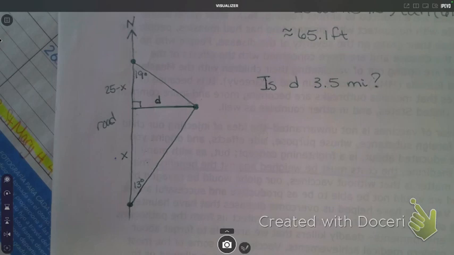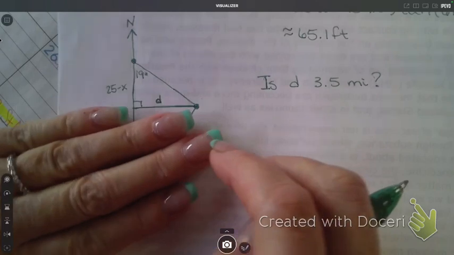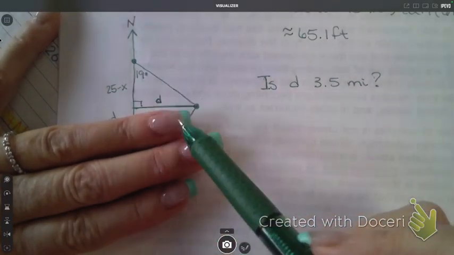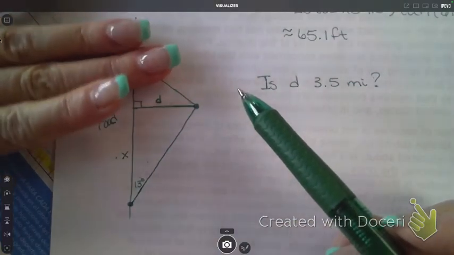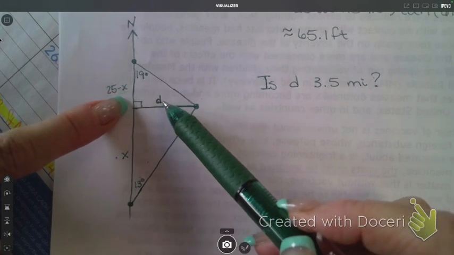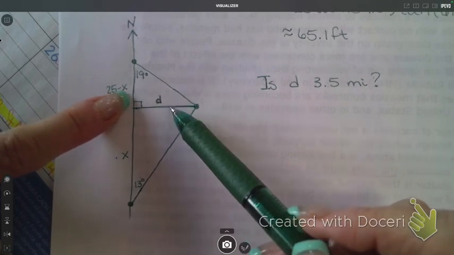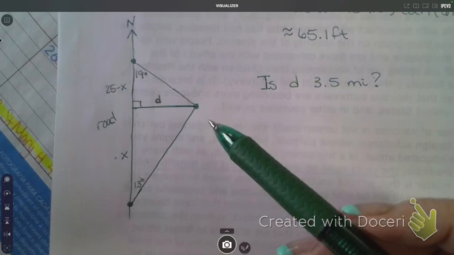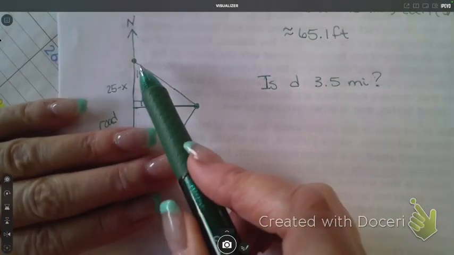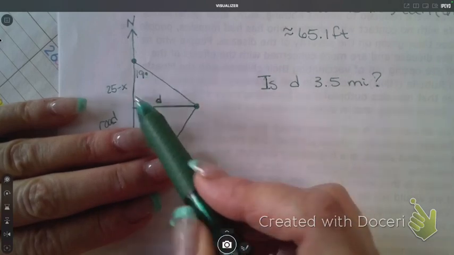13 and 25 minus X. Say that again. 13 and 25 minus X, or 19. We're going to have to make two triangles, aren't we? We're going to have to make an equation with this triangle, an equation with that triangle, because how many variables do I have? We have X and D, so we have 2, yes? So if I have 2 variables, I have to have how many equations? 2. Okay, so what function, sine, cosine, or tangent am I going to use up here?